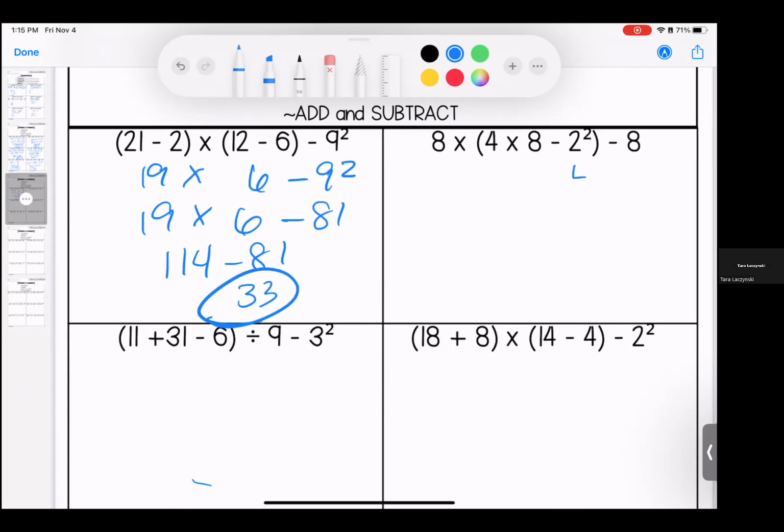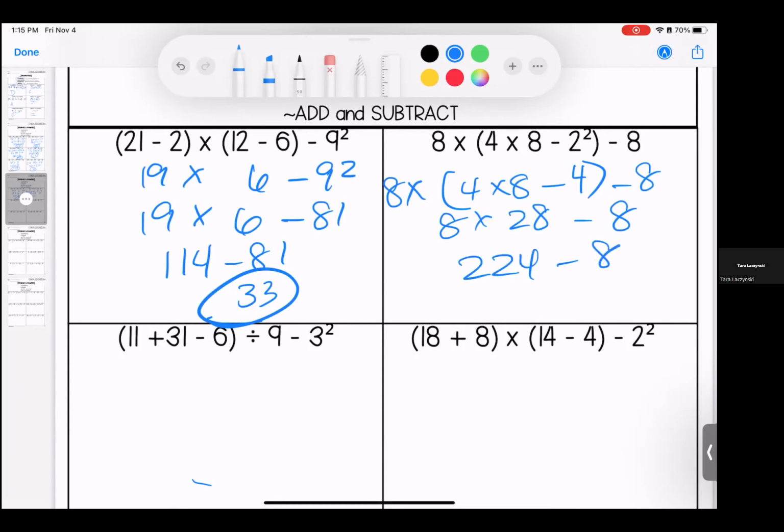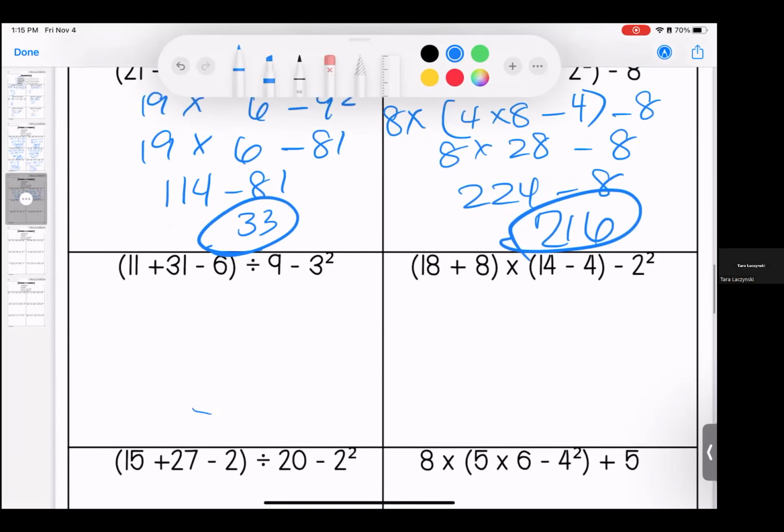Over here we have 2 squared is 4. Keep your parentheses because we haven't completed them yet. 4 times 8 is 32. 32 take away 4 is 28. Bring it on down. 8 times 28 is 224. Minus 8 leaves us with 216.